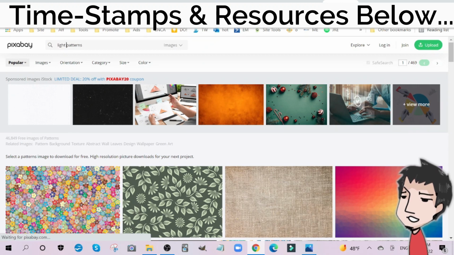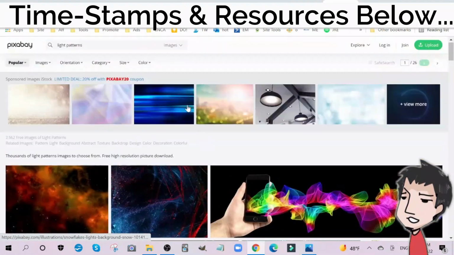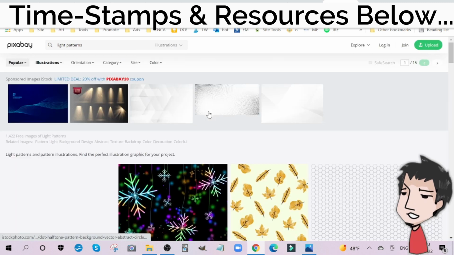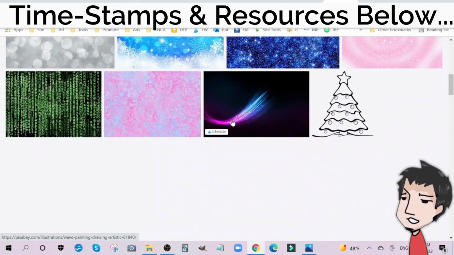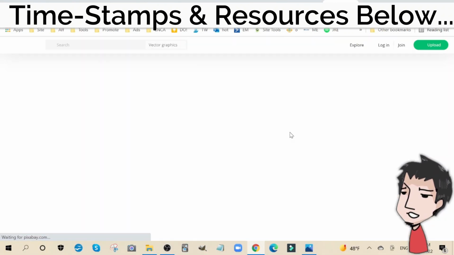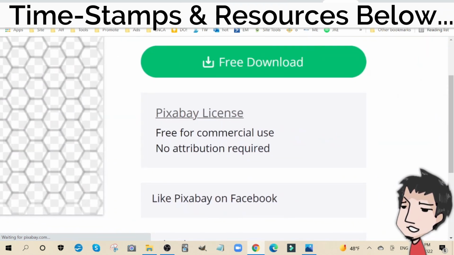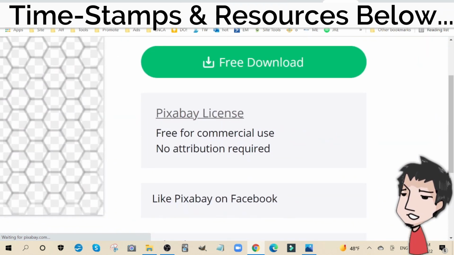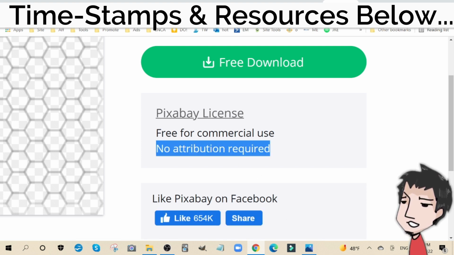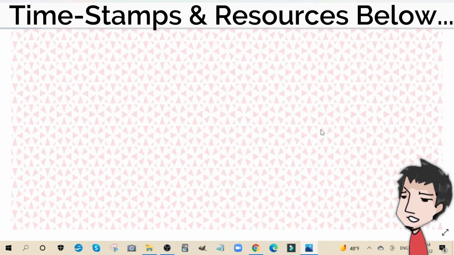Wait, is it L-I-T-E or L-I-G-H-T? Okay. Let's put in illustrations. Okay, now we've got these light patterns we can use, right? Now if I click on, for example, this one here, we see the usage rights, very clear as day: Pixabay license, free for commercial use, no attribution required. Really cool stuff, okay? And I got this particular pattern off of Pixabay.